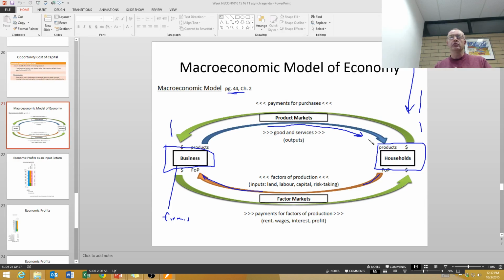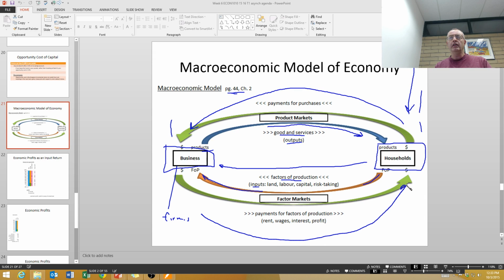And of course, when the households buy products produced by businesses, that's goods and services, the households have to pay for those purchases, and so the households send money to businesses. But likewise, when the businesses buy these inputs, otherwise known as factors of production or resources, businesses in turn have to pay the households for the use of those inputs.